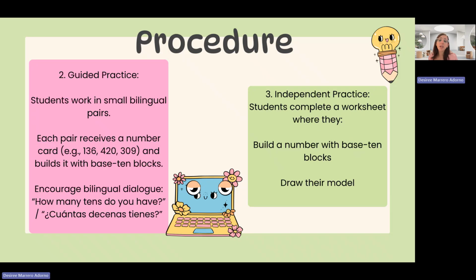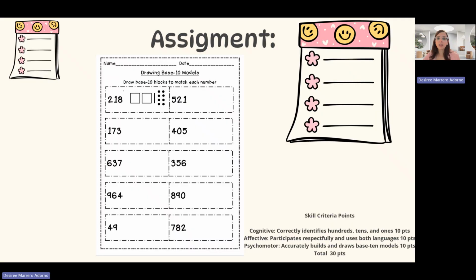Then in the third step, they have to make an independent practice. They have to complete a worksheet that I have to show you right now so you can understand it. The assignment will be something like this one. They have an example first. I discussed this example with them first with the smart board that I have in my classroom. I projected this exact one. And we represent, drawing right now, the base ten blocks.